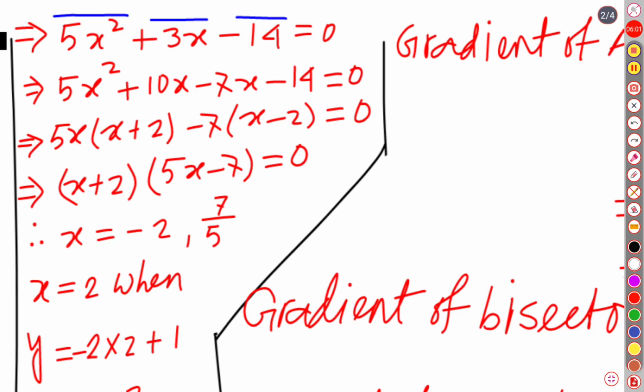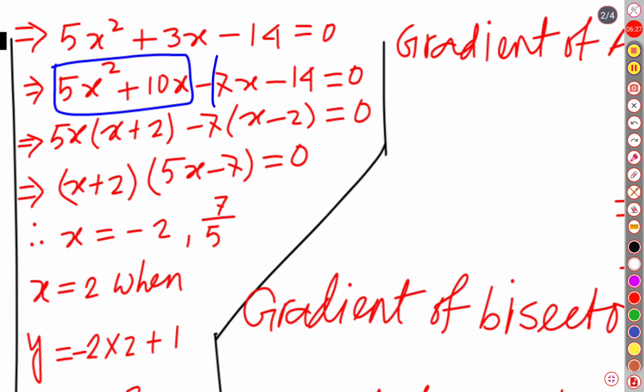Now we can split the middle term. How can we do it? 5 14s are 70, and 10 sevens are also 70. So we can split the middle term as 10x minus 7x, and it produces 3x. Then in every pair we'll get something common. In the first pair, if we take 5x common, there remains 5x into x plus 2. From the second pair, if we take negative 7 common, then it will be x plus 2 again.